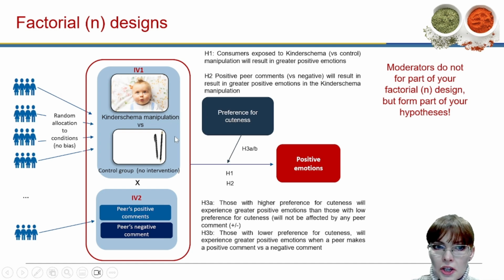What I would like to highlight here is that your moderator, which is the preference of cuteness, and let's say it is continuous here for the purpose of this example, does not form part of your factorial design. You are not manipulating your moderator. You are using it to provide a better explanation of a phenomenon that you study. But it forms part of your hypothesis, just like shown on the screen, but it's not part of your factorial design. So when you write up the design of your experiment, you should actually mention only your interventions, only the variables you are manipulating, and should not include your moderators in there. Moderators should only form part of your hypothesis.